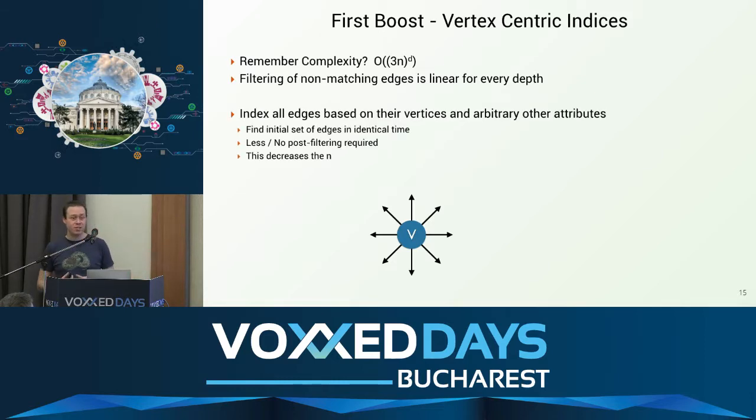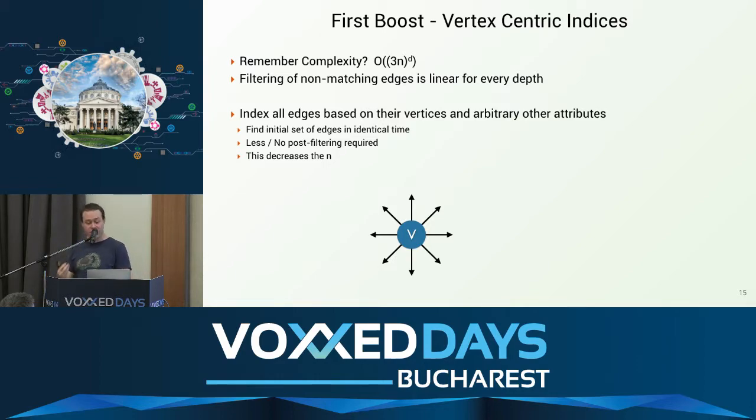And what helps there are so-called vertex-centric indices. Vertex-centric indices allow you to index all the edges connected to a vertex based on the vertex plus an arbitrary number of other attributes. So if I, for example, only want the newest 100 followers of Barack Obama, I can just index Barack Obama, or the vertex identifier, plus the timestamp, and then I get a sorted index on these attributes, and I can easily find the first 100 ones.